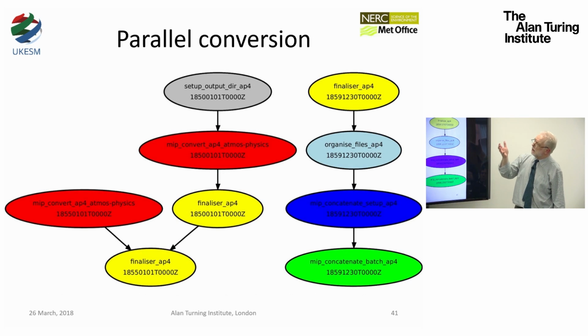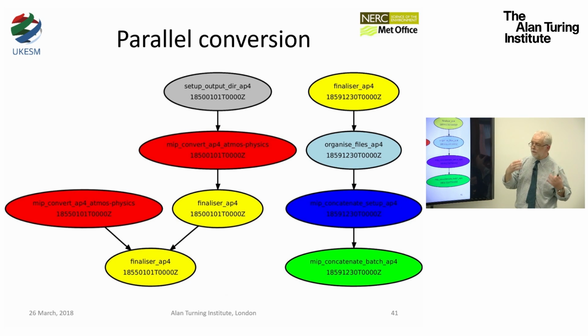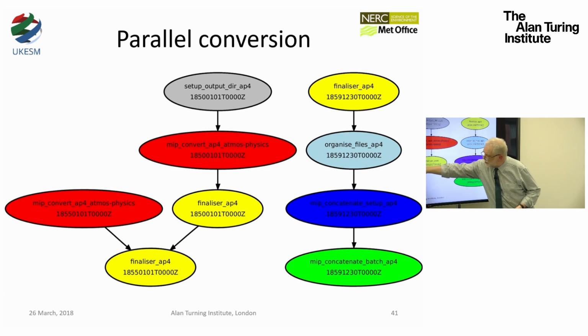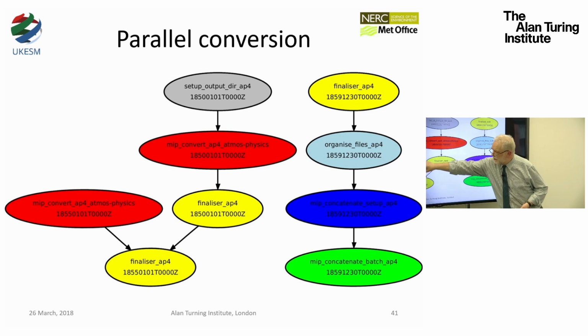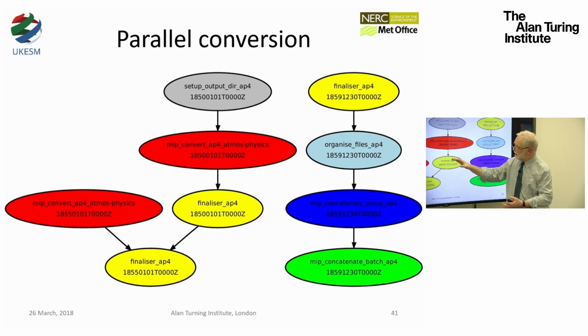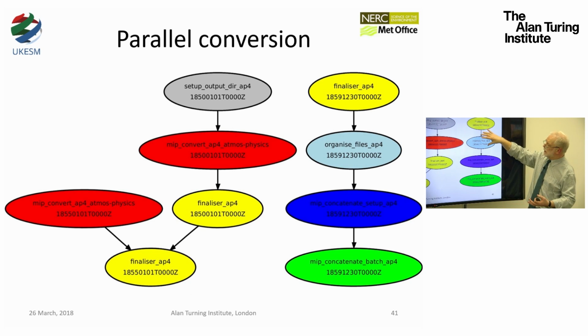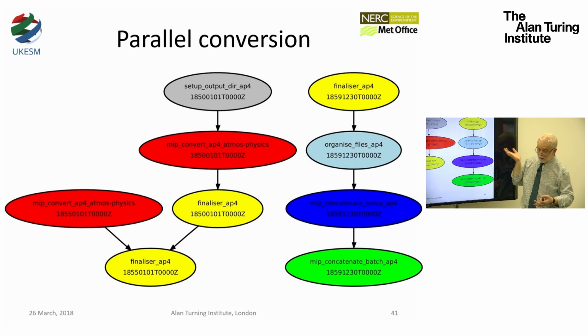So this is a picture, a schematic, if you like, of the way in which we're doing some of this output, part of it. With a setup step, this is the conversion of the atmospheric physics part of one component of the model starting in 1850. This is the conversion of the same data starting in 1855. So this converts the first 5 years. This converts the second 5 years. These two steps here draw the results together, produce the finalized version for the end of that 10-year period. They get organized, they get concatenated, and they get sent out back to tape storage.